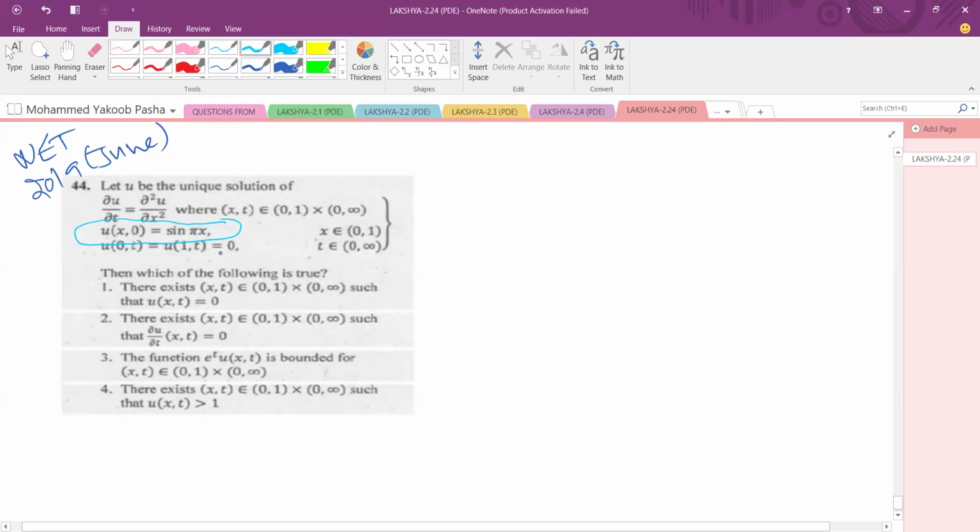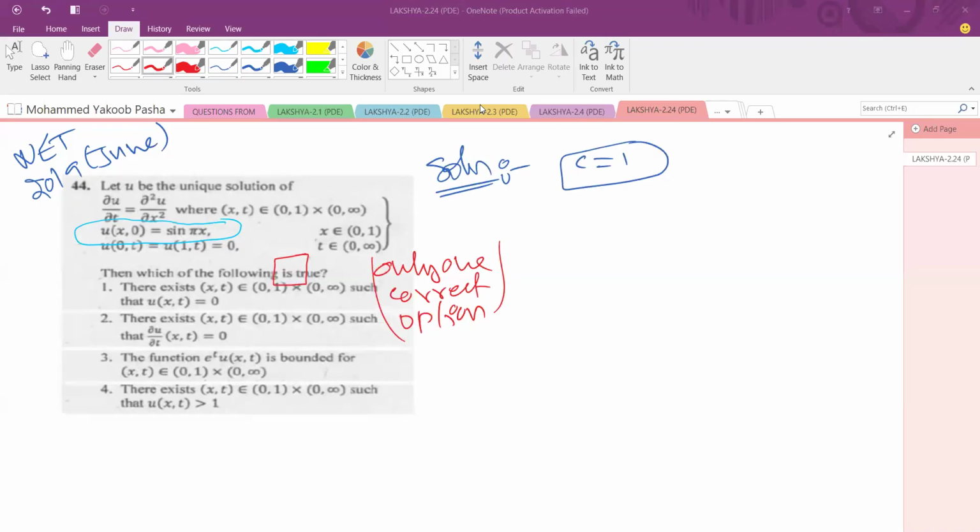Definitely. See, first I am taking the initial condition, that is U of x comma 0 is equal to sin pi x. Here I am writing the n value. So my n is equal to pi. After getting the n value, we can write the general solution.